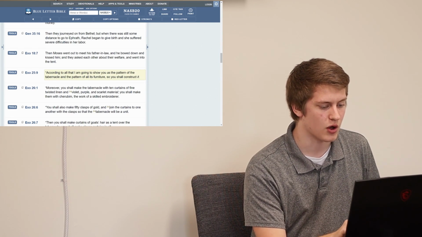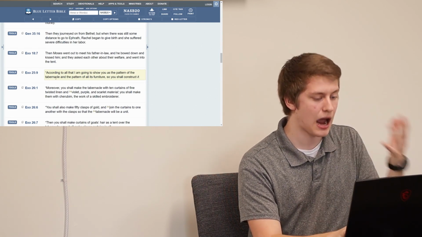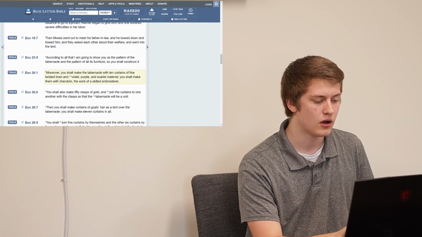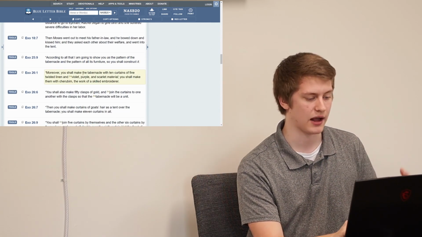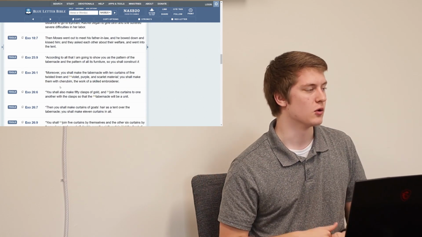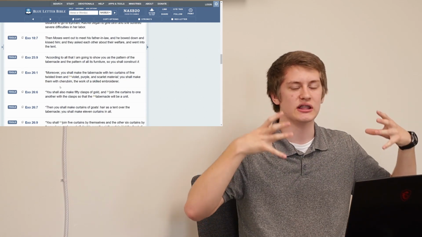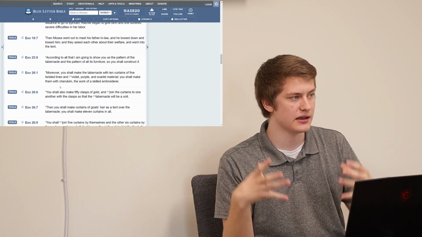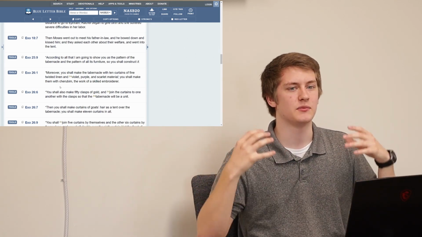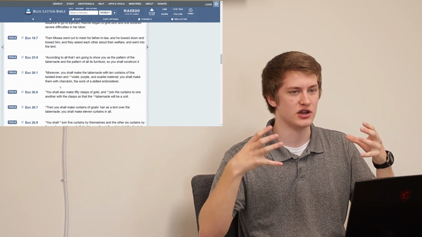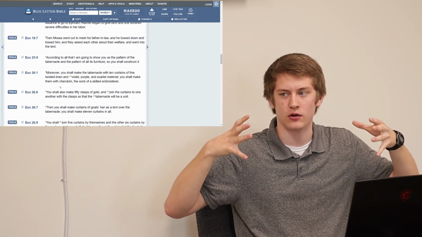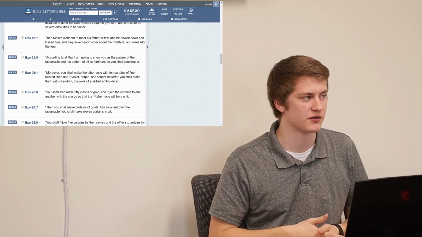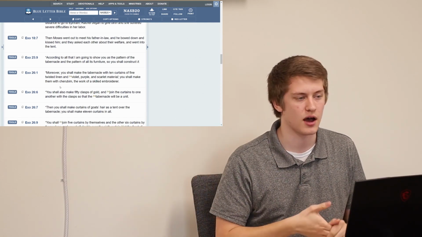So, according to all that I'm going to show as the pattern of the tabernacles, talking about the tabernacle in which the Ark of the Covenant resides. Moreover, you should make the tabernacle with 10 curtains and stuff like that. So this word was used a lot in the Old Testament. So when John is using it here, there's a lot of Old Testament imagery that's coming with it, with Jesus being like that tabernacle, being the very tabernacling and the very presence of God, just like the Ark of the Covenant was.